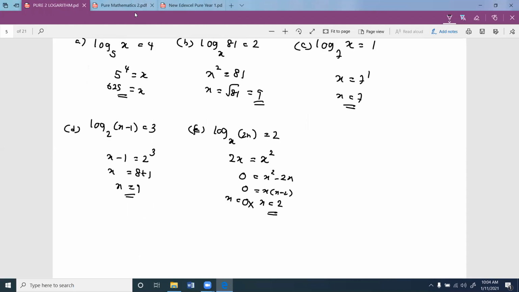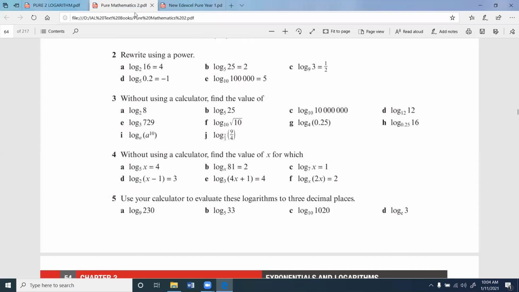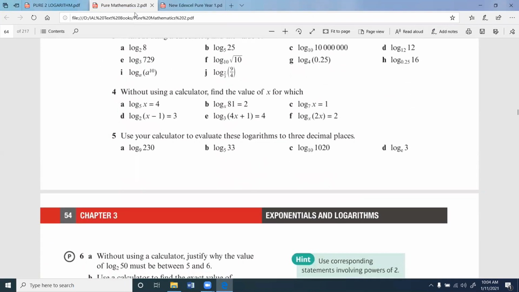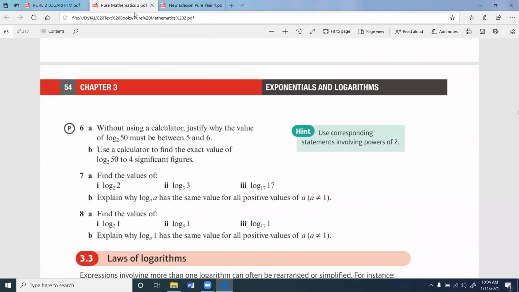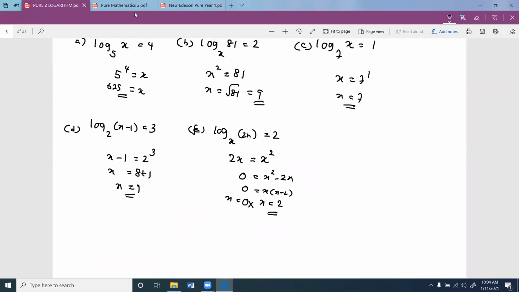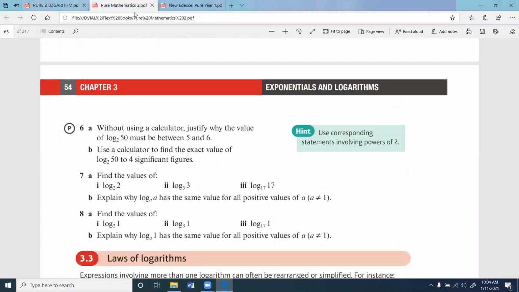It's a simple way of doing this question. Use your calculator to work with logarithms later on; I will explain how to do this kind of question because using a calculator is a different topic. Without using a calculator, justify why the value of log_2 50 must be between 5 and 6. It's question number 6.